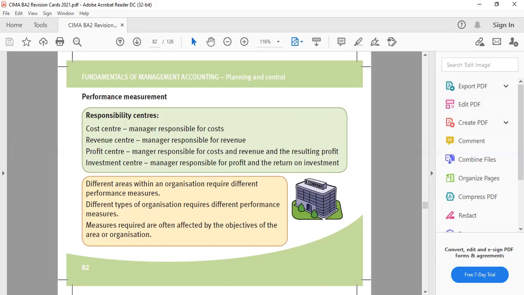Their responsibility, the manager's responsibility, is in terms of maximizing the revenue, making more revenue. Then the third category is a profit center. A profit center is a center where they generate revenue and also incur costs. So revenue minus cost is profit. So the efforts of the manager would be to cut down on the cost, control the cost, and take measures to maximize the revenue so that the profit can be maximized.